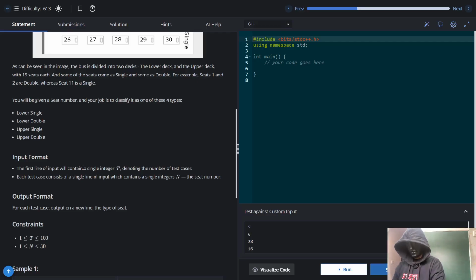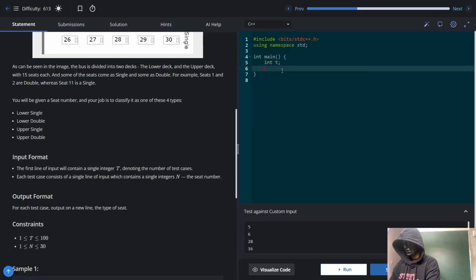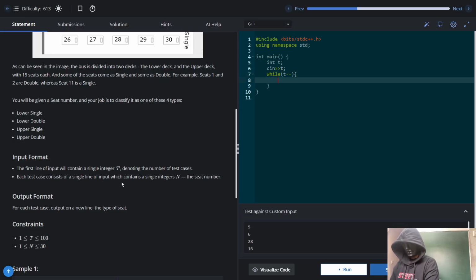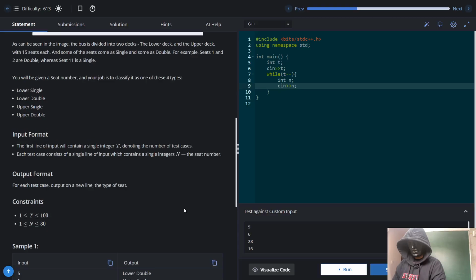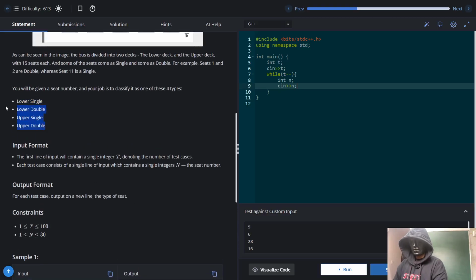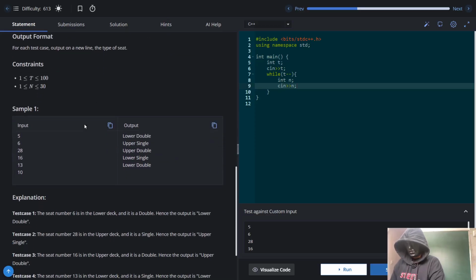The first line of input will contain a single integer t denoting the number of test cases, and each test case consists of a single line of input which contains a single integer n, which is basically a seat number. Now you'll have to classify if it is lower single, lower double, upper single, or upper double. They have given 5 examples, and let's consider each one by one and figure out if it is single or double, lower or upper deck.